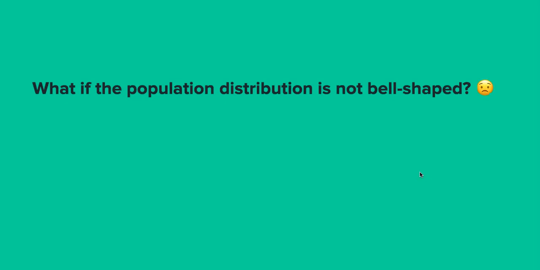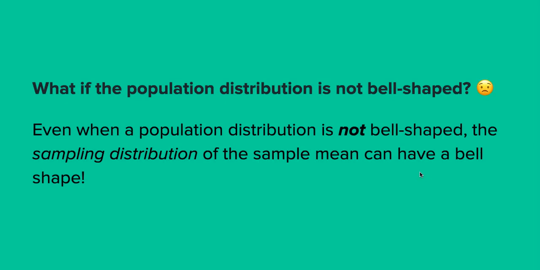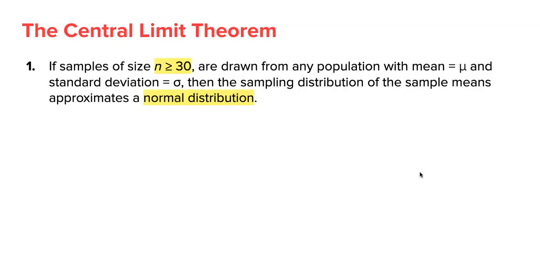But, they never said anything about the distribution of the population, but you still want to know if the sampling distribution will be normally distributed. What you will need to use is something called the central limit theorem. And it's not that complicated at all. It says that if you got a sample size that is greater than or equal to 30, so 30 is going to be our number, drawn from any population with mean of mu and standard deviation of sigma, then the sampling distribution of the sample mean approximates a normal distribution.